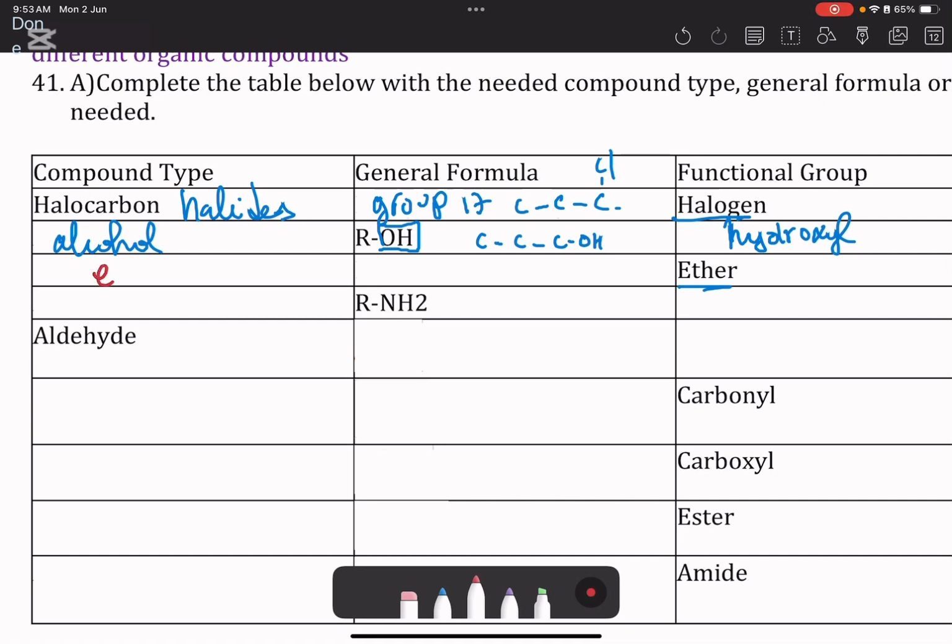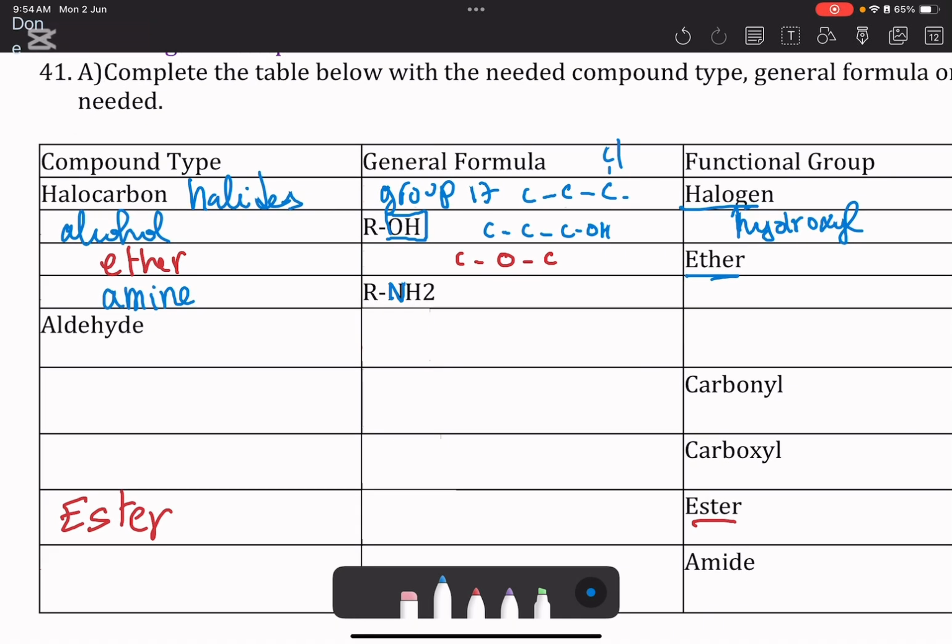Ether, that's a good thing. Ether: family name, compound type, and functional group are the same, just like ester as well. They have the same name. However, ether is whenever I have an oxygen between carbons. So R again is a carbon chain. Now, whenever I have a nitrogen atom, this belongs to the family of amines, and it's an amino functional group.